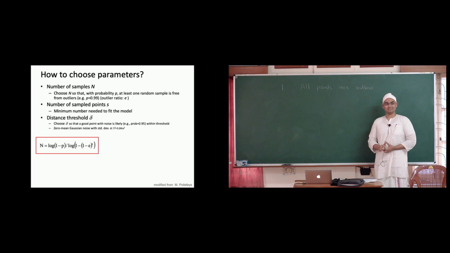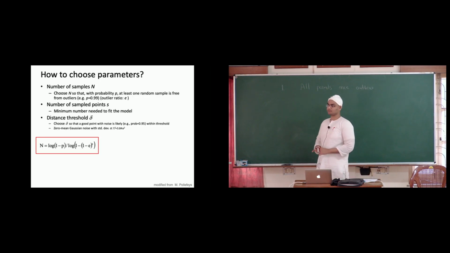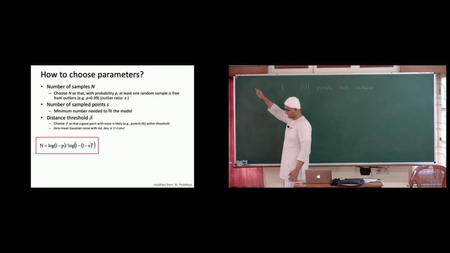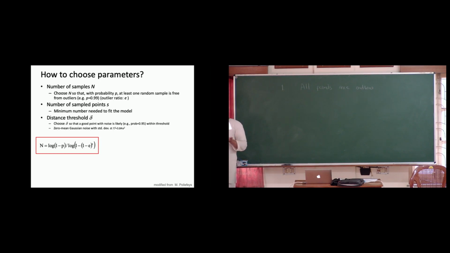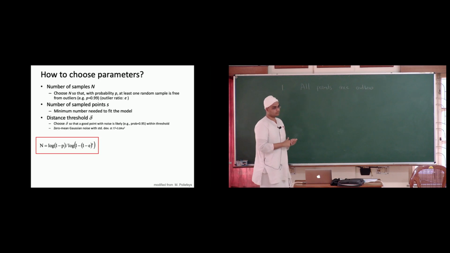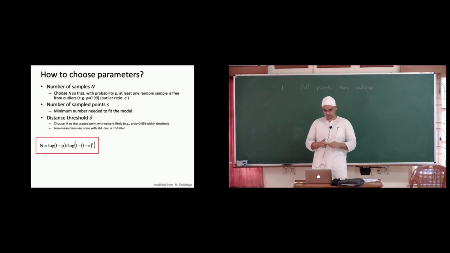Outlier ratio is E. That means out of your total 100 points, you have E fraction of outliers. If E is 0.2, then 20 points are outliers. If I take a sample, that means I am going to pick S number of points. Out of that, what is the probability that all the points are outliers? E to the power S.